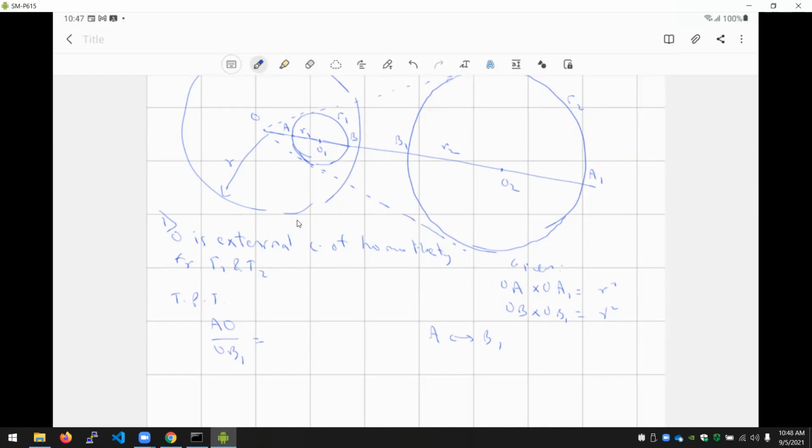I mean, this is to prove that we are not proved it, but if we show that this ratio is equal to something, then we are done. So what is that something?